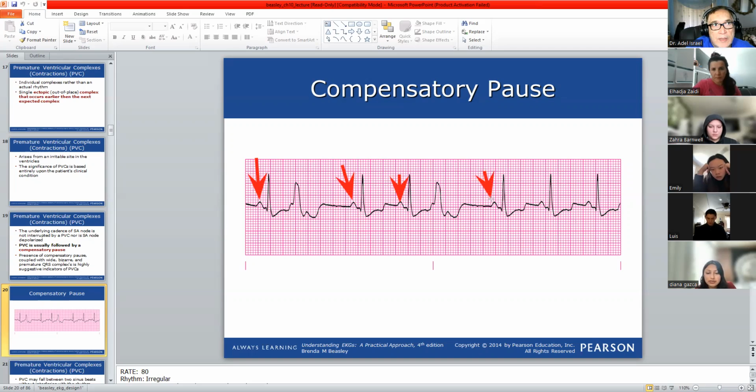So all of these are coming from the SA node. It is normal. All of these red arrows point to normal P wave. And how I'm saying that it is normal: it is upright and smooth, and each P wave is followed by QRS. So no way, it is normal. But what we notice here, and from there we can go by the PR interval.